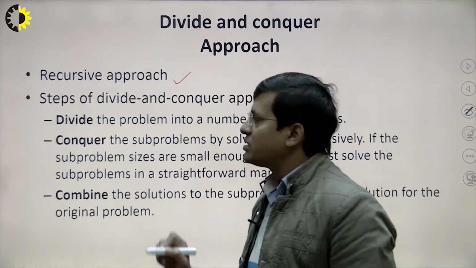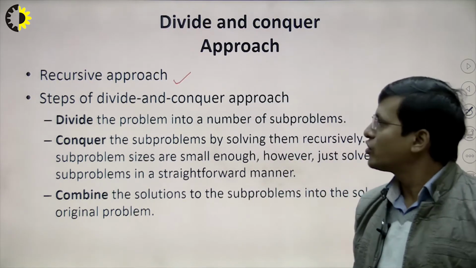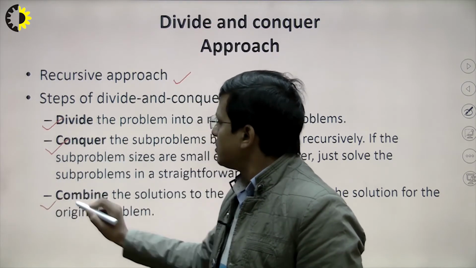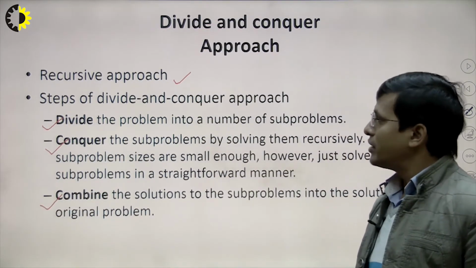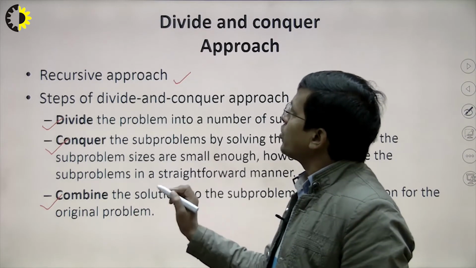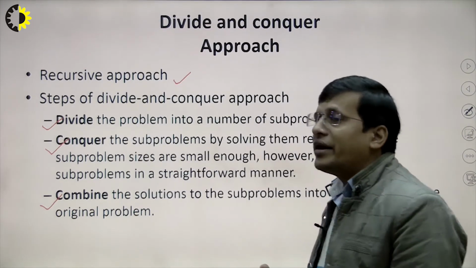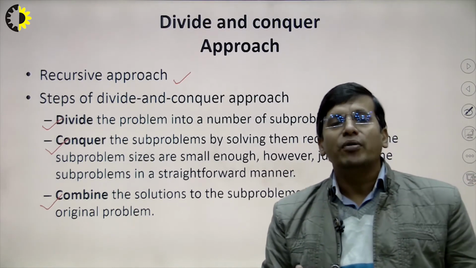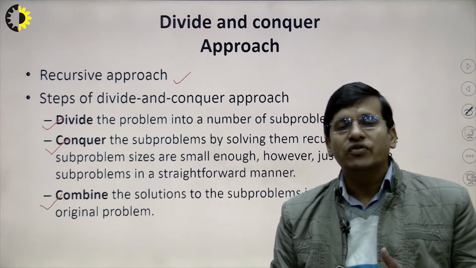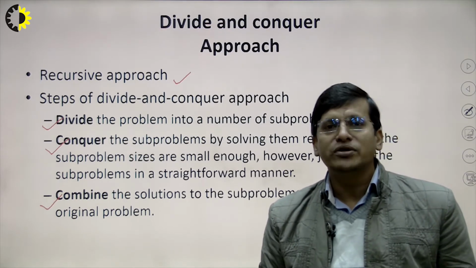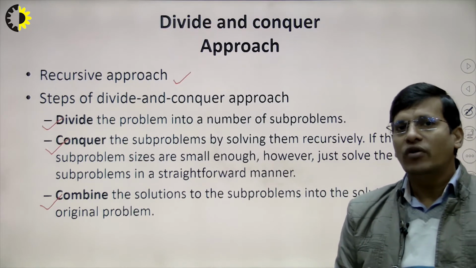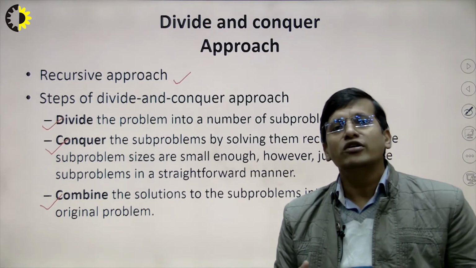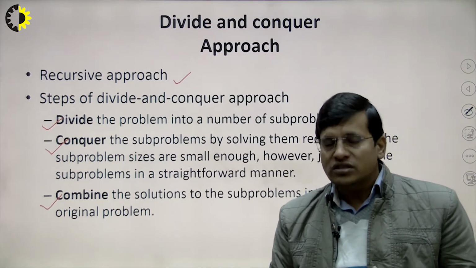Similarly, there are three steps in the divide and conquer approach, right? The first step is divide, the second is conquer, and the third is combine. Let's see them one by one. Basically, in the divide step we are dividing the bigger problem into sub problems. Why are we doing this? Because suppose we have a bigger problem, and it is very difficult to solve because the problem is very huge, right? So what we do is divide the bigger problem into sub problems, and then try to solve the sub problems, right?